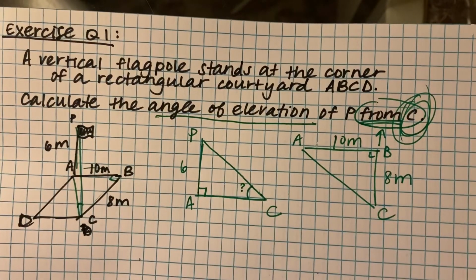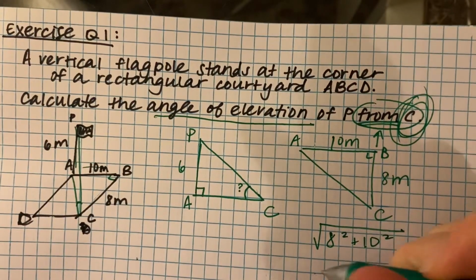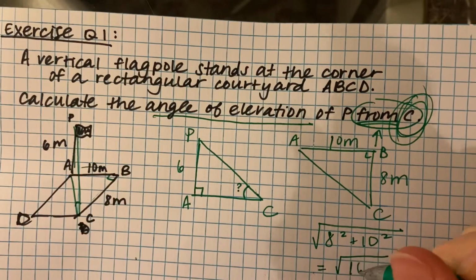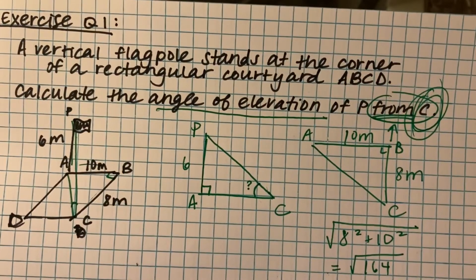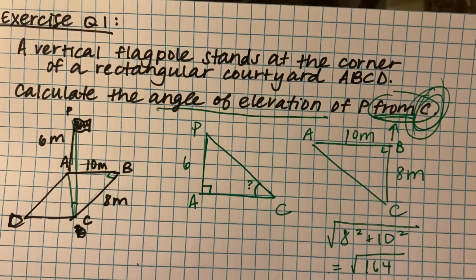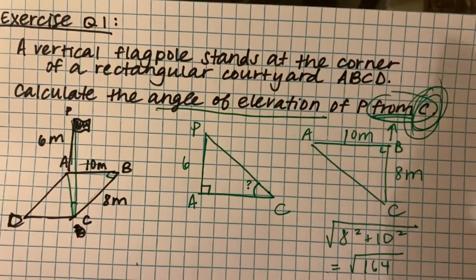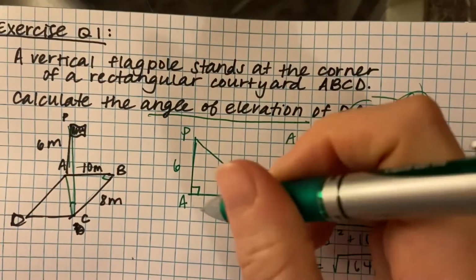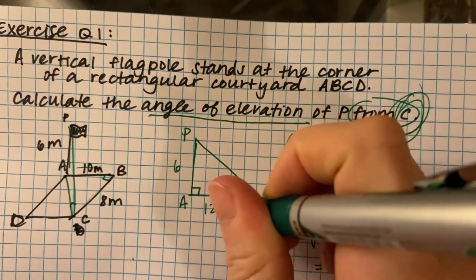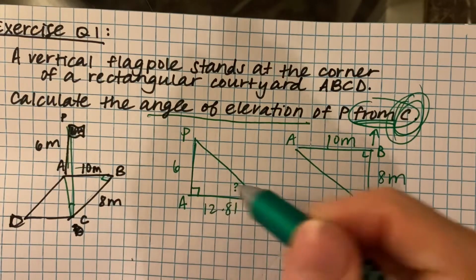So we can use Pythagoras now to find AC, which will then be used over here to help us calculate the angle. Using Pythagoras, we take the square root of 8 squared plus 10 squared, the square root of 164. That gives us 12.81 rounded off. So that's the distance from A to C, 12.81. And then we need to use trigonometry. We have the opposite and the adjacent.